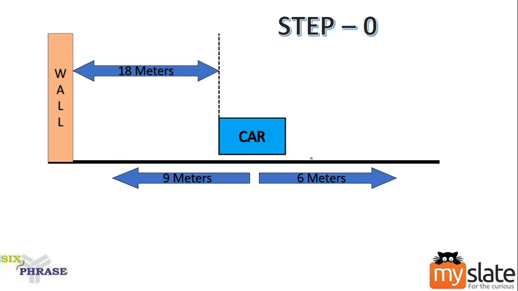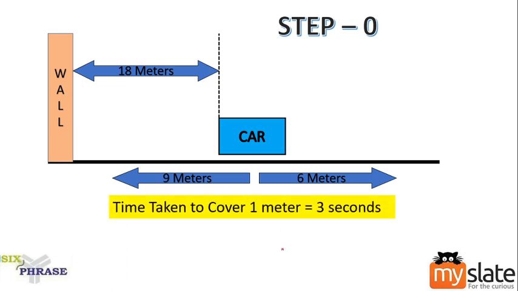One more data is time taken. So the time taken to cover 1 meter is 3 seconds. Clear? This is the data I have. Car can move forward by 6 meters, backward by 9 meters. There is a wall at 18-meter distance and time taken to cover 1 meter is 3 seconds. So what should we calculate? The time required to hit the wall.